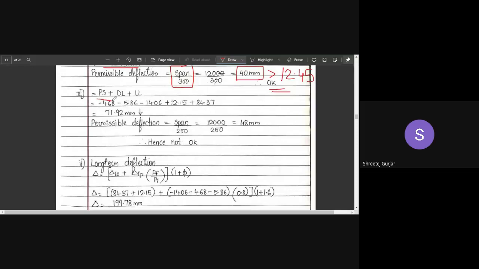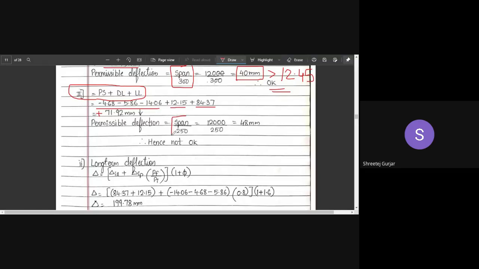So second case: pre-stressing force, dead load, live load. They have told us to consider these things. So pre-stressing force, we had calculated these three, and these are deflection due to pre-stressing forces. And then this is due to dead load. This is due to live load. So we have got it as positive, so it is downward deflection.